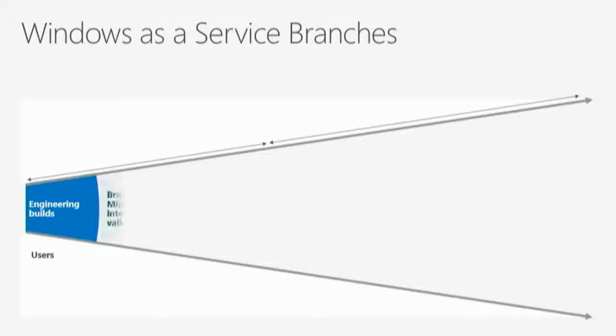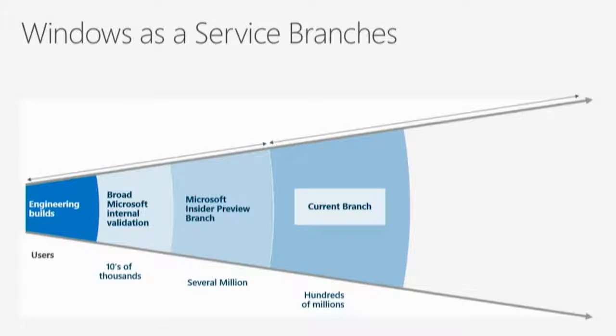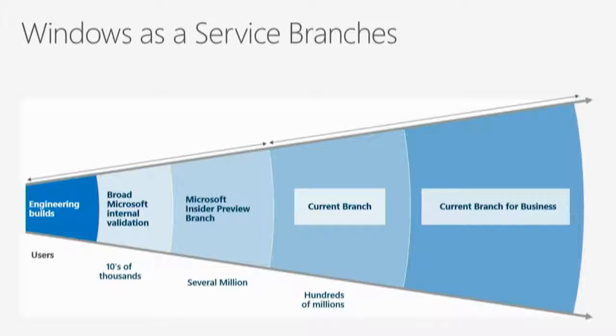And then, we're all familiar with this diagram, Windows as a service, and there are engineering builds, and there are internal Microsoft flights, and there's the Insider program. That's all about building Windows, and then it goes to current branch for the consumers and current branch for business, which is aimed at the enterprise. And every time we've got more and more people testing, and based on the fact there are more and more people testing, we can find the issues and resolve the issues.